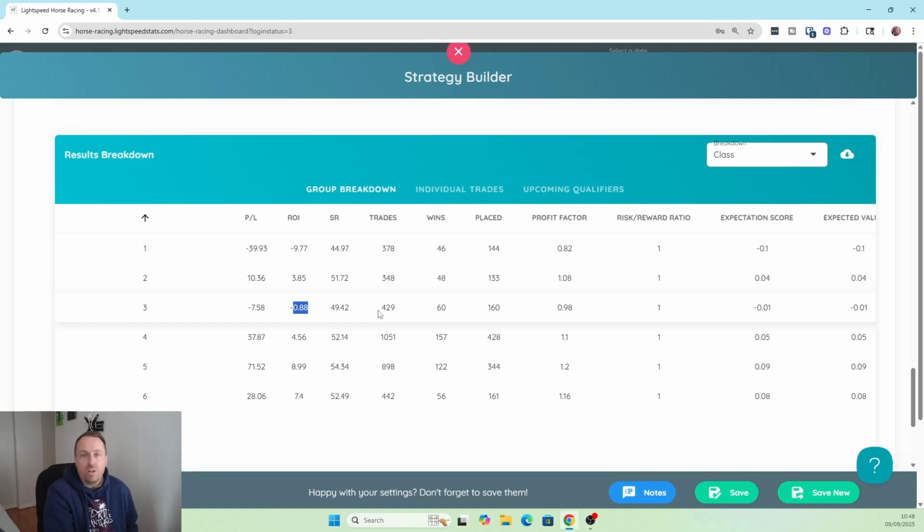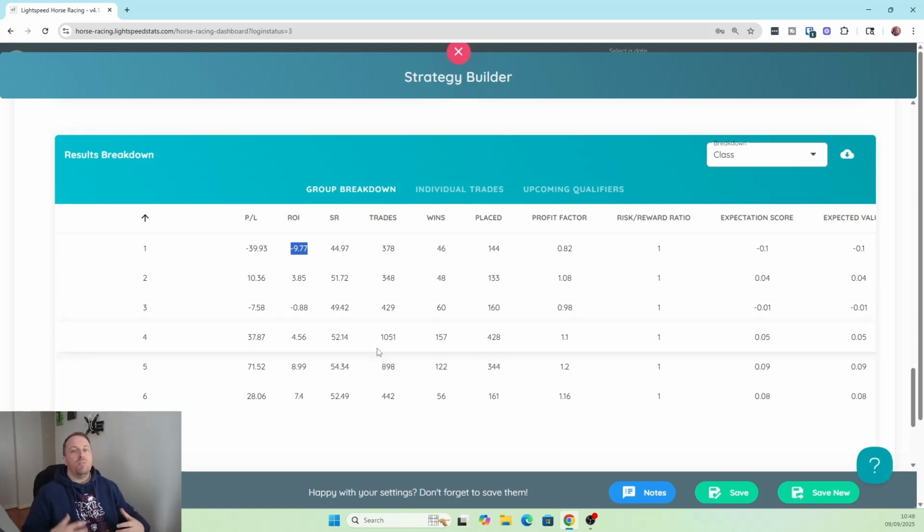You could remove it if you wanted. Again, wouldn't have a big problem with that. Class 2 has made a profit, 10 points up. Class 4, 37 points up, really good. Class 5, phenomenal, 71 points up alone. And then 28 points up is Class 6, okay? So we can see that all the classes apart from Class 1 and 3 make money, and Class 1's the only one of major concern, 10% ROI down. Again, you could get rid of Class 3 if you wanted to.